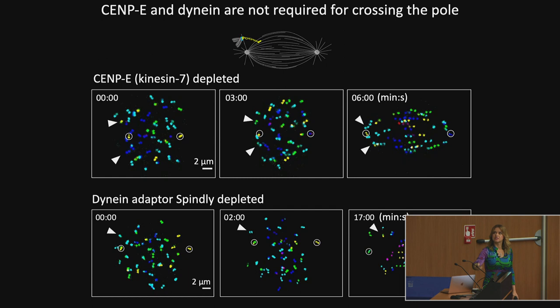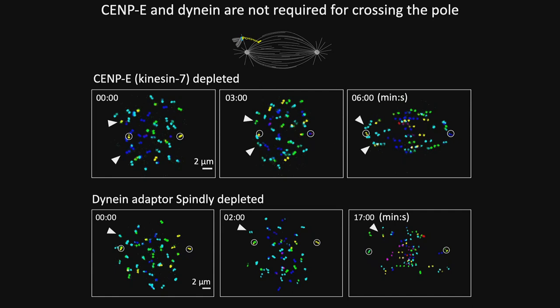So model number 1, we have these two motors that are at the kinetochore, CENP-E and dynein. We depleted them and looked in our movies what is happening. So without CENP-E, the kinetochores that are behind the pole more or less normally move to the region in front of the pole. This cell is not completely normal because CENP-E has a function in the moving of the kinetochores from the pole towards the midplane, but at least this mechanism of moving the chromosomes from behind the pole to the front of the pole does not depend on CENP-E.